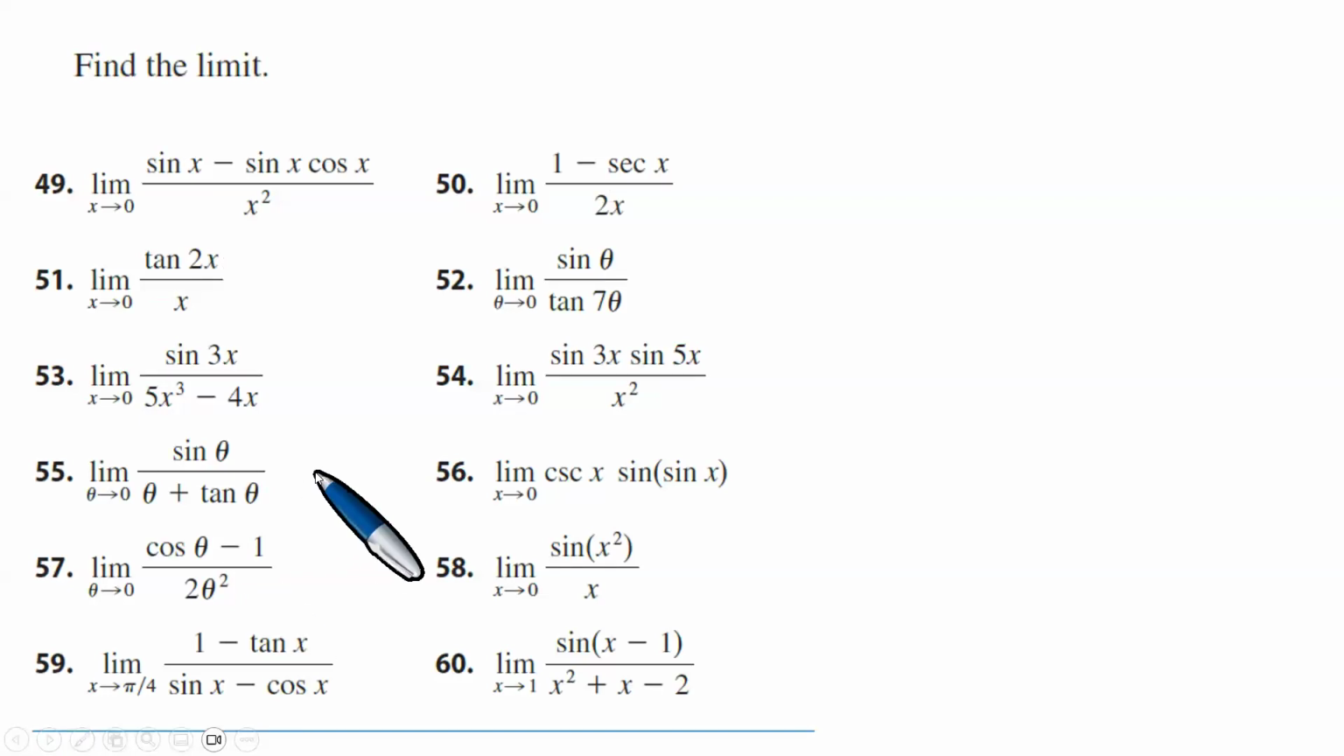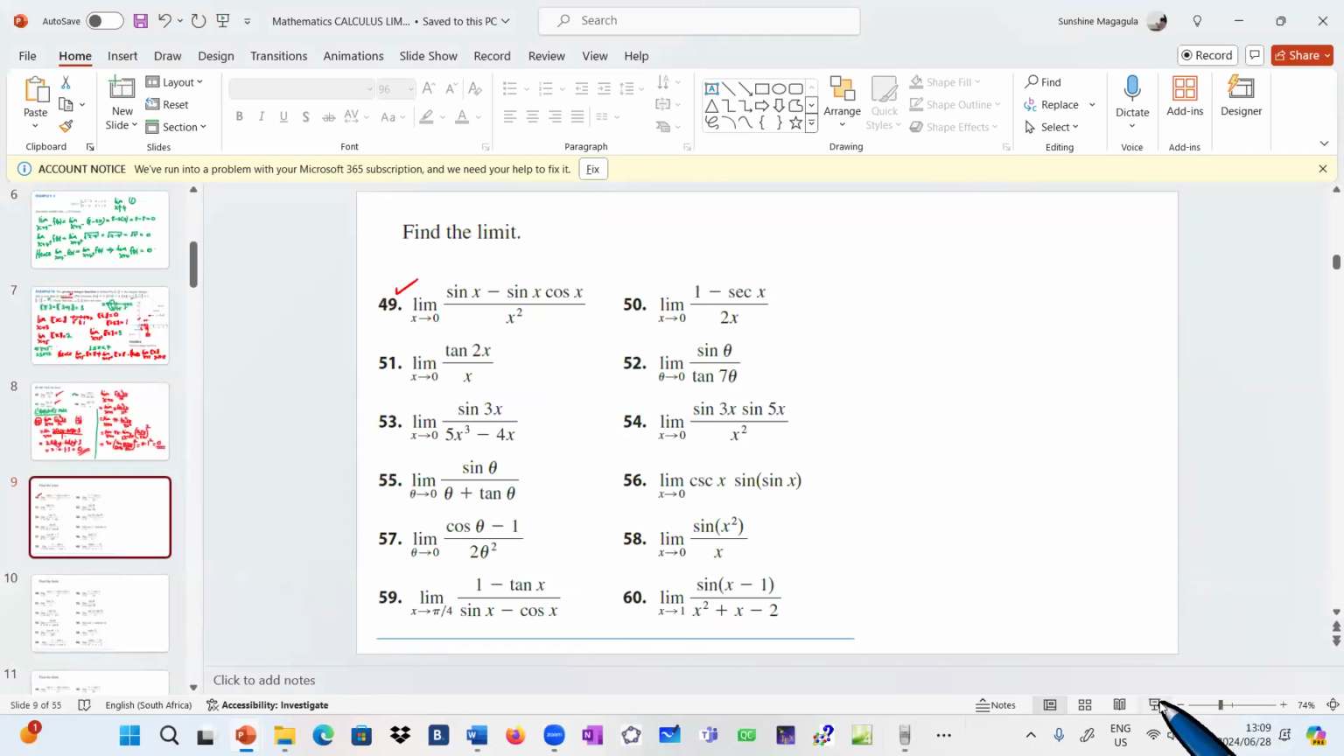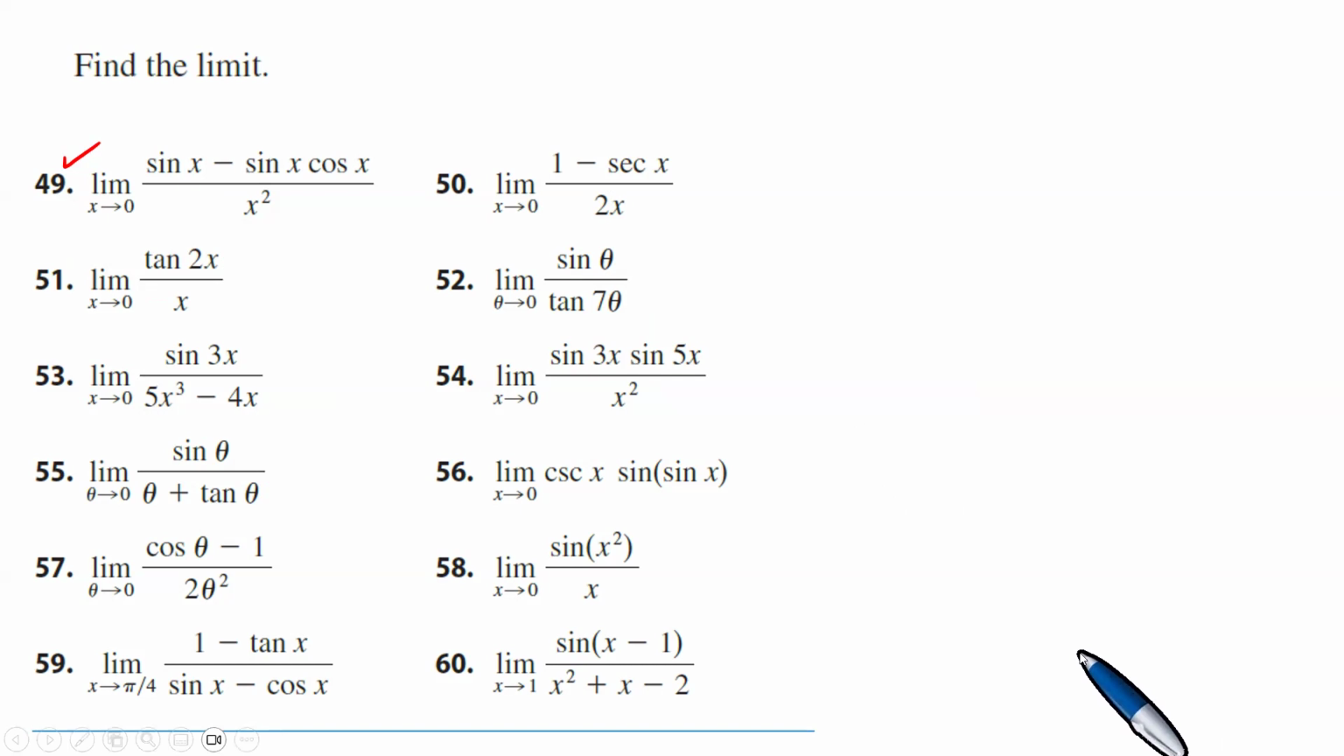So the next question is this one. Can you try to solve one of the problems? Can you try 49, please? Please let us know when you're done.